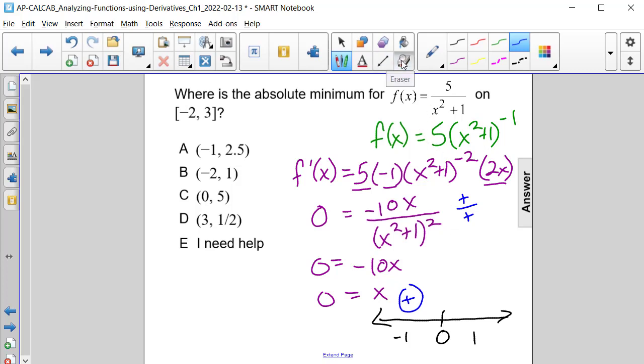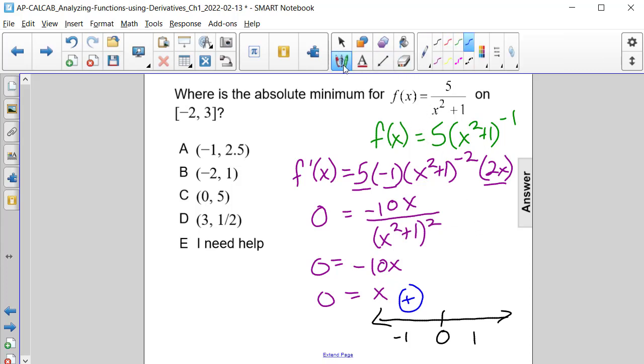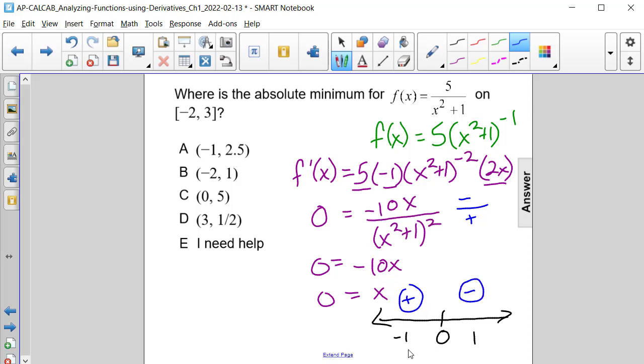Now let's substitute in the +1. We'll have -10 times +1 is -10, so we'll have a negative in the numerator. Then 1 squared is 1, 1 plus 1 is 2, 2 squared is 4. That's positive. Negative divided by a positive gives us a negative value. Therefore, we have a local max because we have increasing to decreasing. So 0 is going to be a local maximum. Since this question asks for the absolute minimum, this 0 is not going to be it.